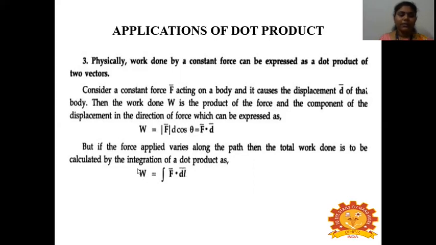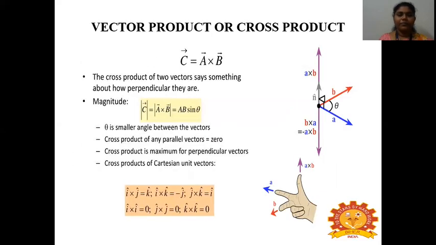So for that, the formula is W is equal to the integral of F vector dot dl vector. So dl is nothing but the displacement length of the path where the force has been applied. Next is the vector product, or cross product. If we take a vector product, then C vector is equal to A vector cross B vector.